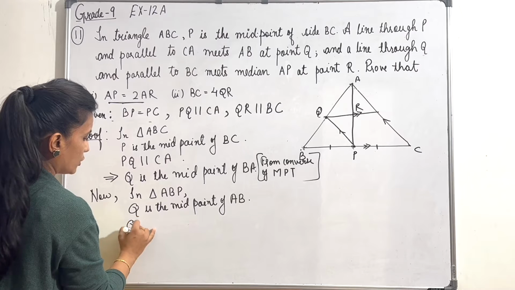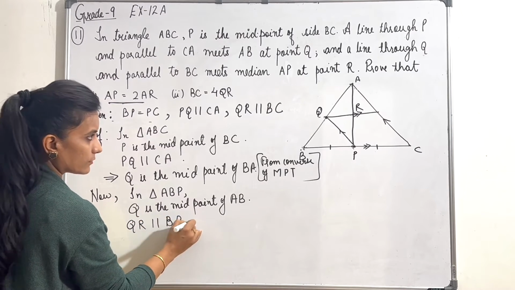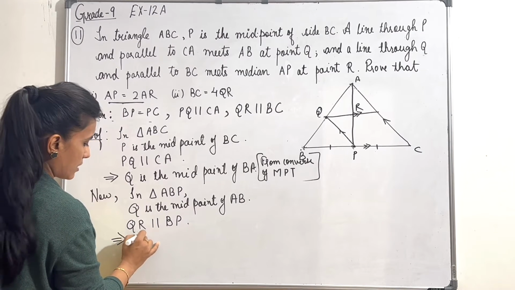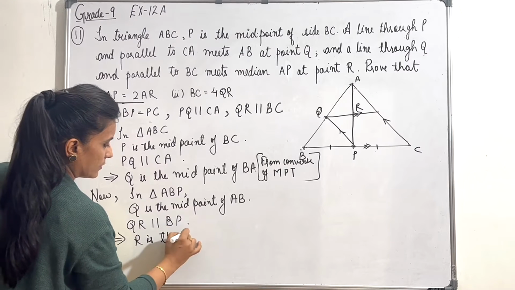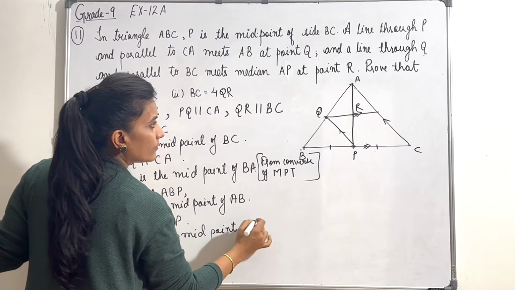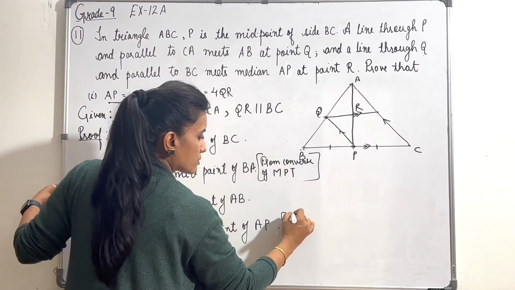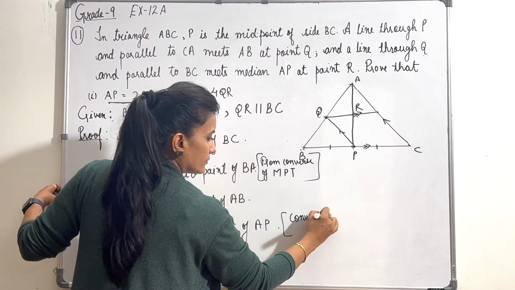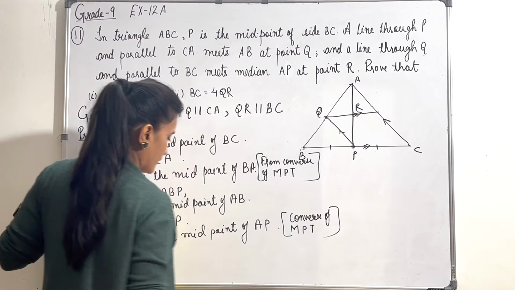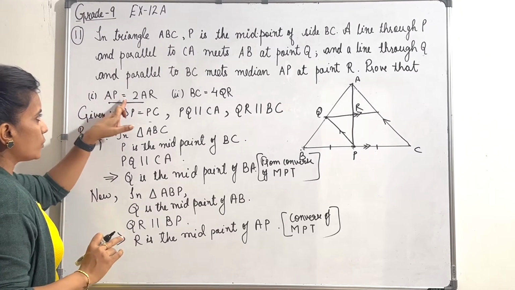And QR is parallel to BP. This is given already, right? This implies R is the midpoint of AP from the converse of midpoint theorem. Okay. Now you have to show AP is equal to 2AR.